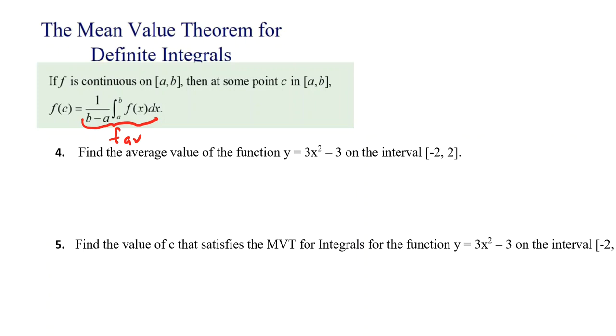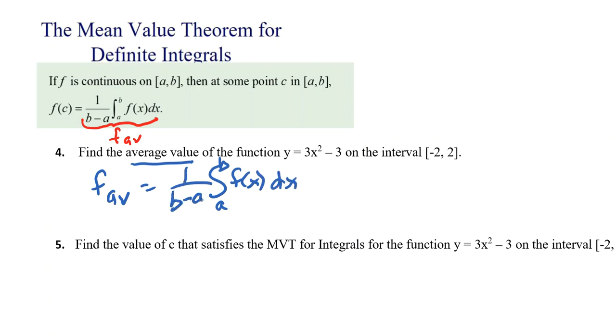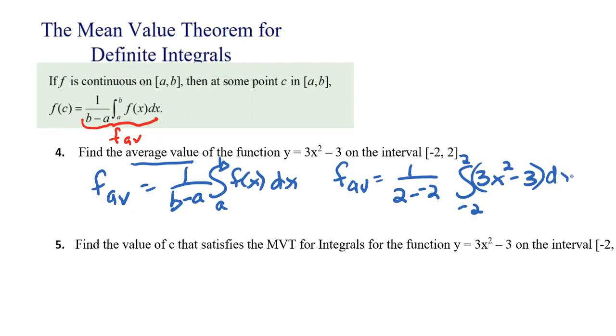So let's see if we can now do the average value theorem and the mean value theorem. They are very closely related. So in question 4, we're simply asked to find the average value. So the average value is simply the area, that's the integral, divided by the base, that's our b minus a. So here we want to find our average value, our interval from 2 to negative 2, and our function is our integrand.